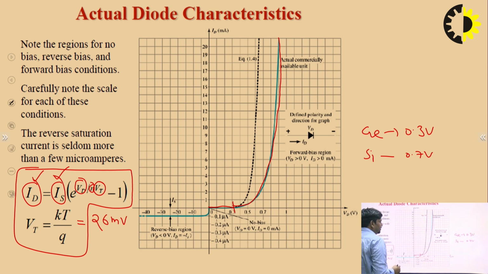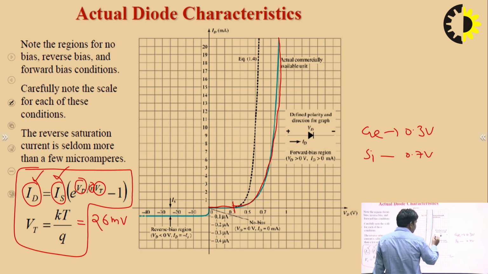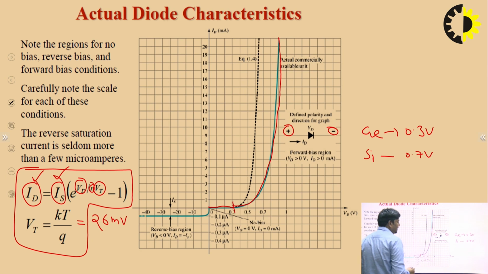So, in the forward bias, when the P terminal is connected to the positive terminal of the voltage and the N is connected to the negative of the supply, then a huge current flows after the cut-in voltage. That means the cut-in voltage is where the current starts to increase gradually. So, this voltage is called the cut-in voltage or knee voltage.